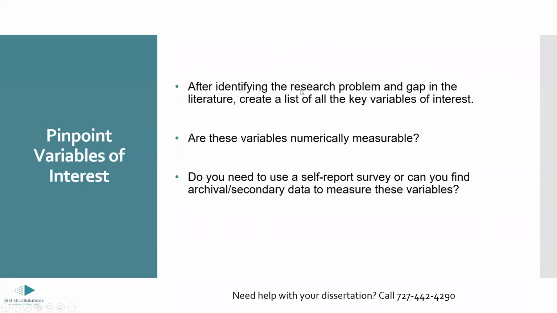After identifying the research problem and the gap in the literature, you then want to identify a list of all the key variables in your study. So are these variables numerically measurable? Can you collect the data with a self-report survey, or do you need to use archival secondary data? So quantitative research branches into self-report surveys, usually a Likert scale survey, or you can use data that already exists, something like hospital records.